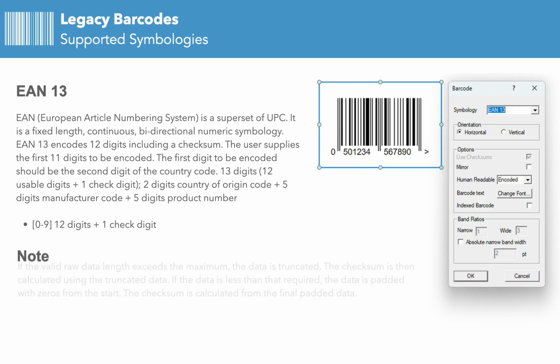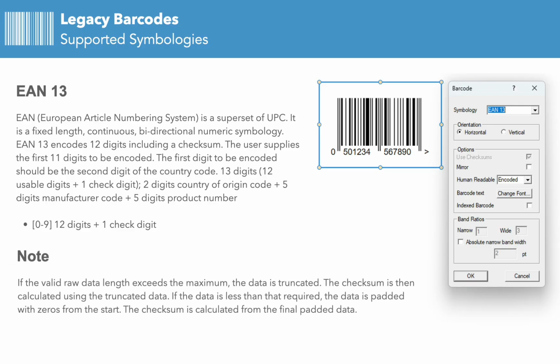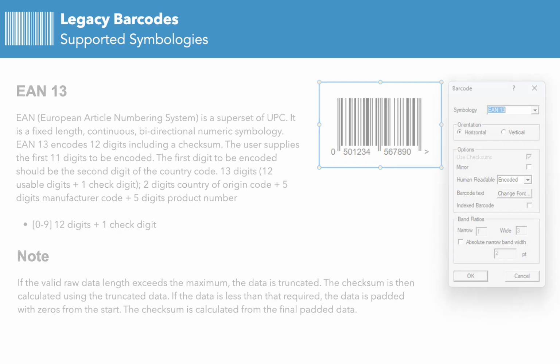Please note, just like the UPCA symbology, if the input data length exceeds the maximum, the data is truncated and the checksum is calculated using the truncated data. If the data is less than required, it is padded with zeros from the start, and the checksum is calculated from the final padded data.